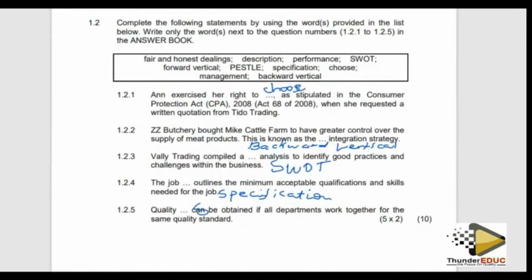So now here, the appropriate answer that we have under this regard is performance.